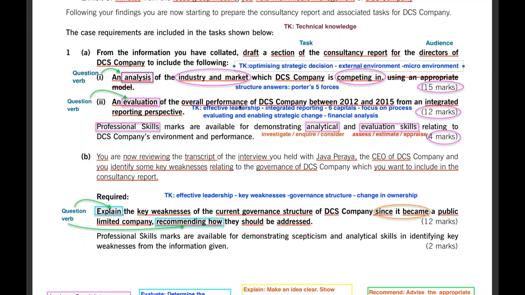When you are asked to evaluate the overall performance, you might be integrating part of the financial analysis, because under your 6 capitals, you will have your financial capital. And to analyze your financial capital, you need an understanding of financial analysis. It's an integrated area. So you might want to look into evaluating and enabling strategic change, which we will be covering later.